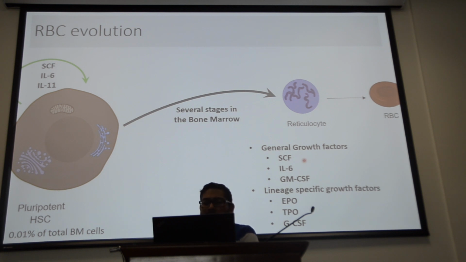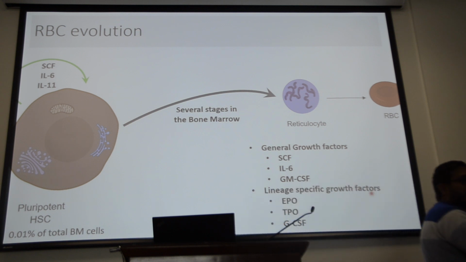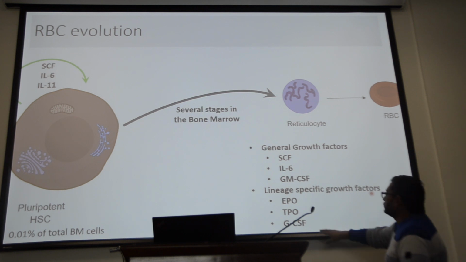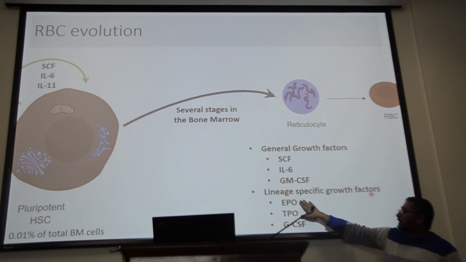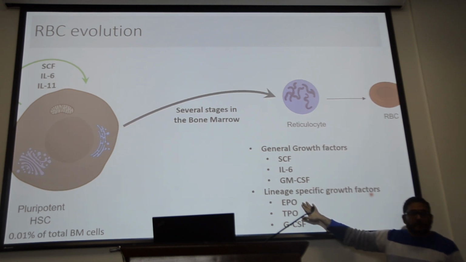Stem cell factor, interleukin 6, granulocyte monocyte colony stimulating factor does this. Okay? Then you have another group of factors which are called lineage specific growth factors, meaning that these growth factors, once they are there, they will only promote the direction of formation of one cell type or the other and not any. Okay? For example, erythropoietin is a lineage specific growth factor that will give rise to RBCs only.